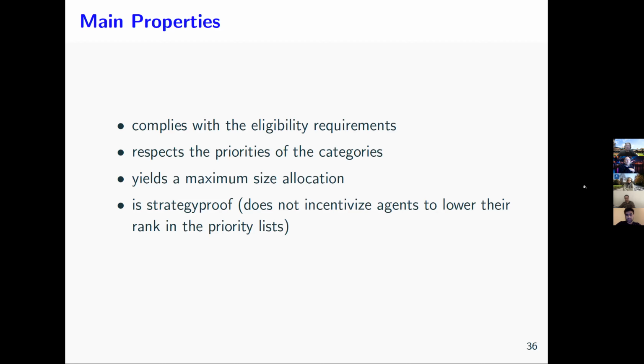We assume that the agent has the power to do the following. It can make itself ineligible for a certain category by not making it publicly known or not reporting that it's eligible for that particular category. We want the rule to not have an incentive for agents to underreport or hide their eligibility. But the way we have defined strategy proofness is a bit stronger. We even allow agents to lower their priority in the priority list of some category.